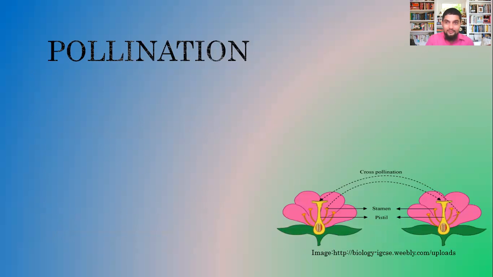All right, so we have been talking about pollination because I assume that you would have some prerequisite knowledge regarding pollination already. So you should be able to define it, and pollination is the transfer or movement of pollens from the anther to the stigma.